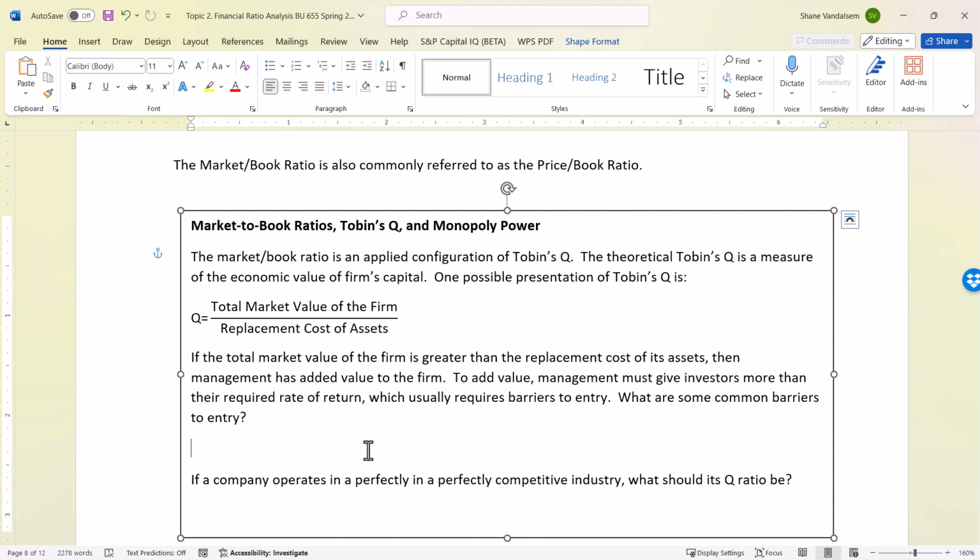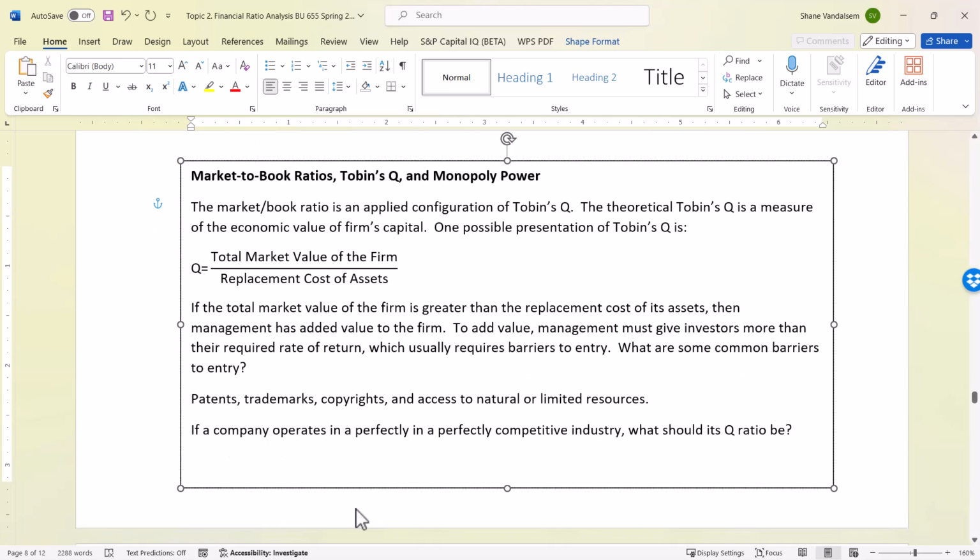So some common barriers to entry are patents, trademarks, copyrights, and access to natural or limited resources. Okay. There are other ones out there. High startup cost can also be a barrier to entry, and things like that. But these are some big ones that do easily add a lot of value to a company if they're able to get those in place.